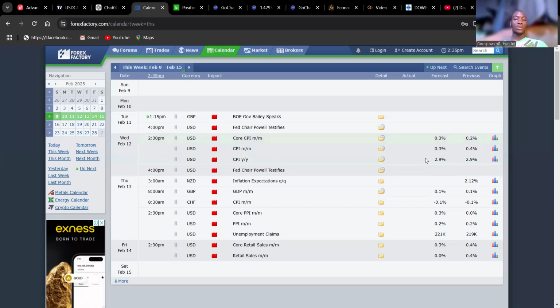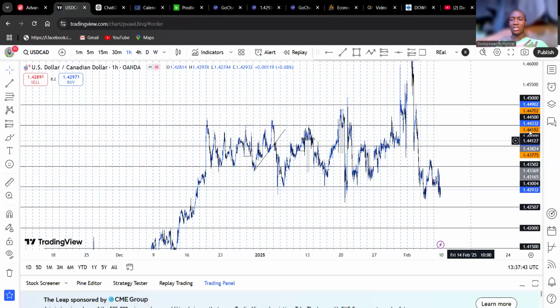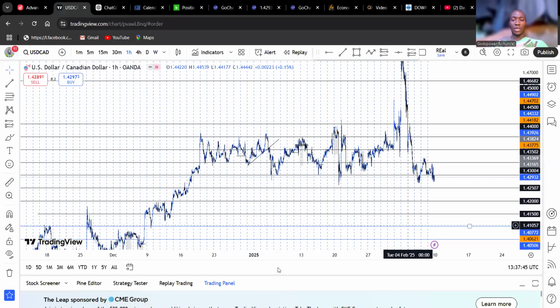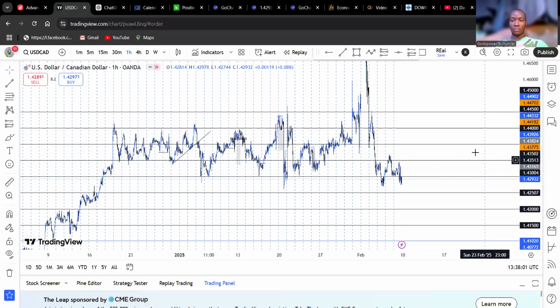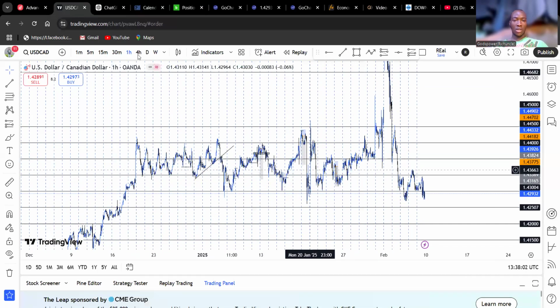So now, what are we going to do on USD CAD? The overall structure is still bullish, and price has been consolidating heavily. Overall structure, let's go down to the higher time frame, please.